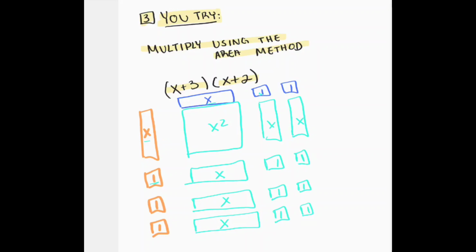Now we have to see how many x squared, x, and 1s we have. So we have 1x squared plus 1, 2, 3, 4, 5, 5x plus 1, 2, 3, 4, 5, 6 ones. And this should be the answer. I hope you have the same answer.